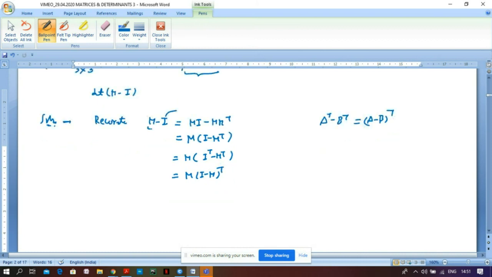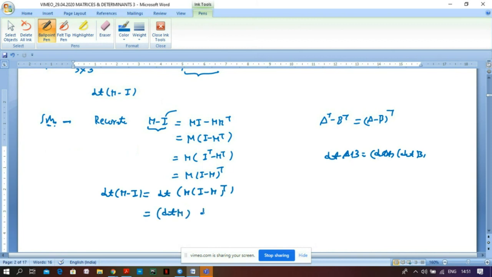So the thing returns, M minus I again returns, albeit with a different sign, negative sign. That really actually helps us. So now we take det on both sides. So det of M minus I is det of M times I minus M transpose. We are using again that det of AB is det of A times det of B. Determinant of a product is the product of determinants: det of M, and times det of I minus M transpose.